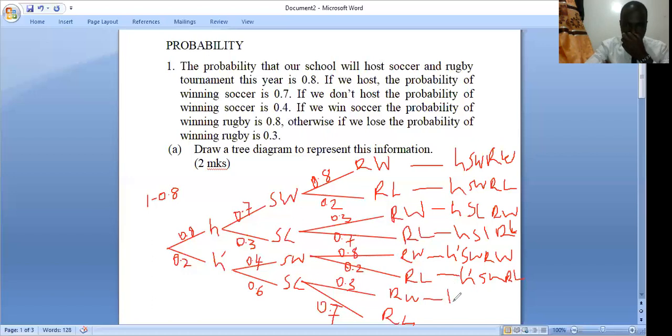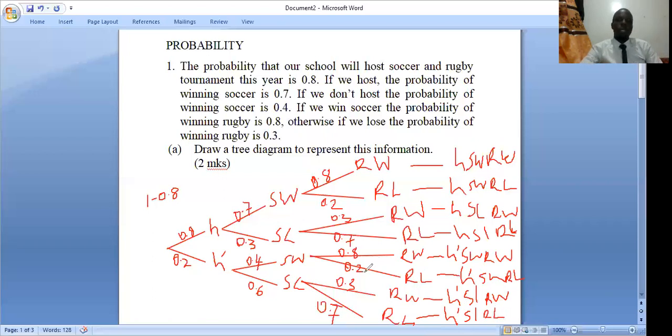In this case, we don't host, we lose soccer, but we win rugby. This can be Arsenal, men. In this case, we don't host, we lose soccer, we lose rugby.